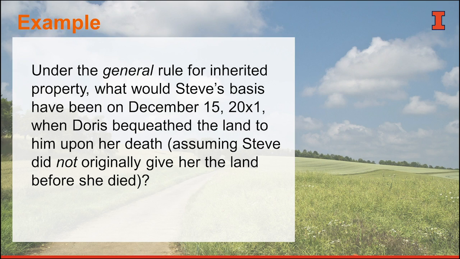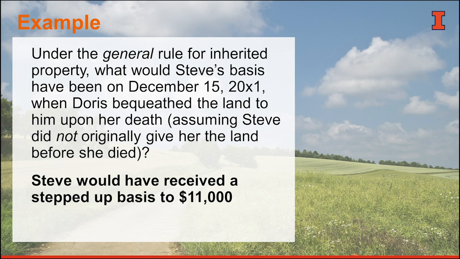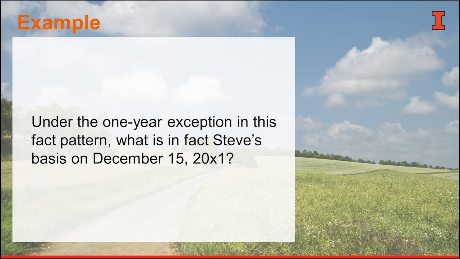Now, under the general rule for inherited property, what would Steve's basis have been on December 15th, 20X1, when Doris bequeathed the land to him upon her death, assuming Steve did not originally give her the land before she died? Again, this is under the general rule. What happens to basis when Doris bequeaths property to Steve? Again, assuming Steve never owned that land in the first place. Well, under the general rule, Steve would have received a step-up in basis to $11,000. That is, his basis would be the fair market value on the date of Doris's death.